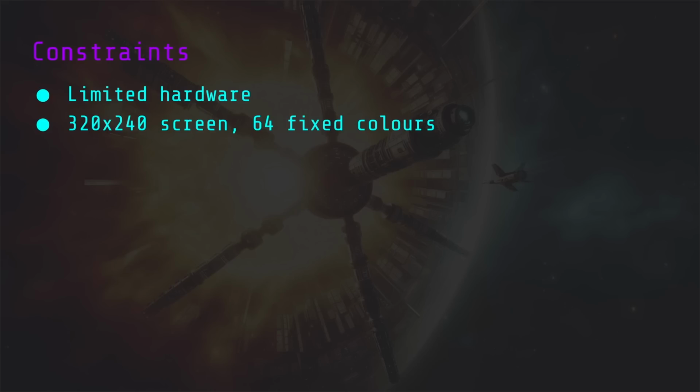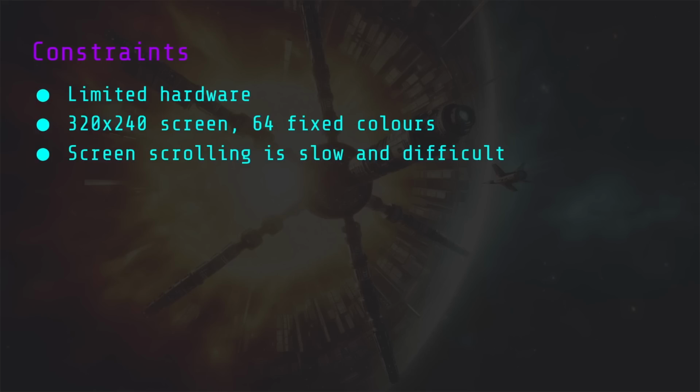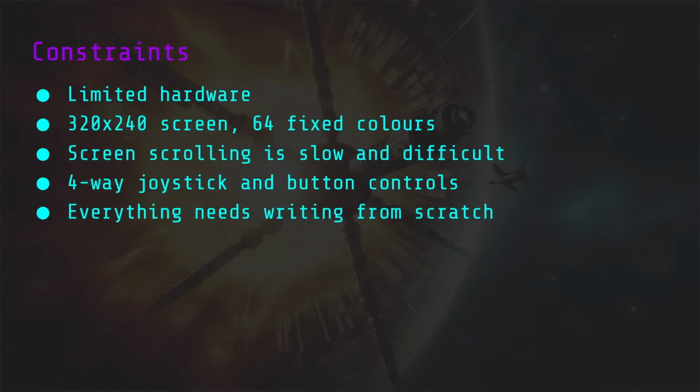The other structure to help guide the game's design are hardware constraints, and on an Agon Light, we've got these things. The hardware is quite limited. I've got a 320 by 240 screen of 64 fixed colours. I don't have a palette, I've just got 64 colours. Screen scrolling is hard to say, it's also slow and difficult. I've got a 4-way joystick and some buttons. Everything needs writing from scratch because that's kind of the point of this whole series. I'm making my life difficult on purpose.